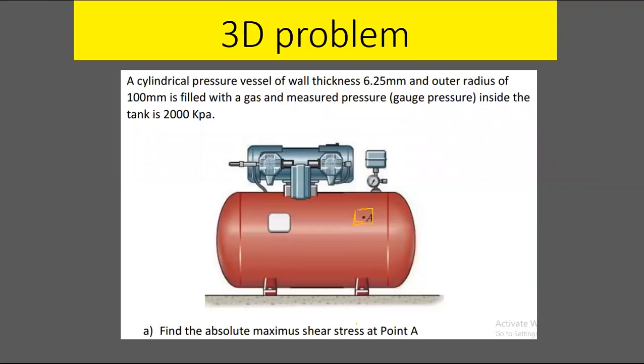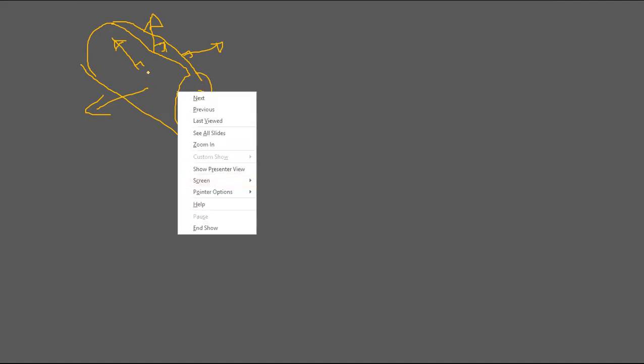So since the entire vessel is closed, the pressure tries to push these walls in this way and that way. Pressure is normal to the surface, whatever it is acting on. So if you take an element like this, this is the thickness of the wall.